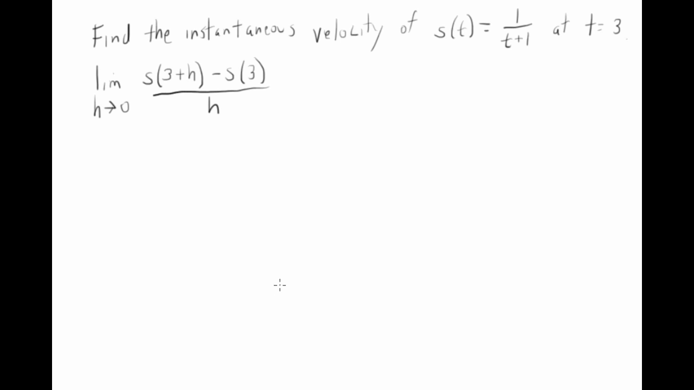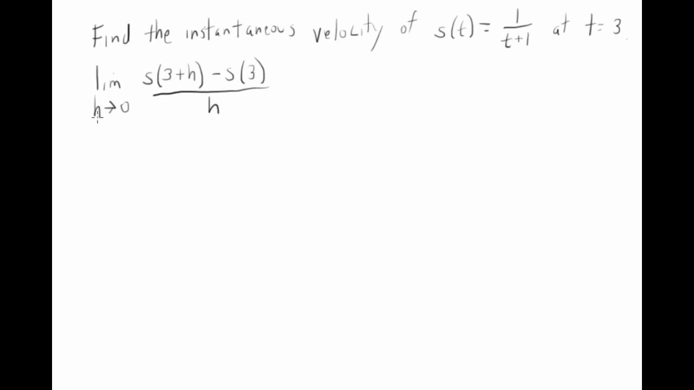In this video, we're going to focus on two different ways of finding instantaneous velocity. So I've given a position function here, s of t equals 1 over t plus 1, and a point I'm interested in, t equals 3.